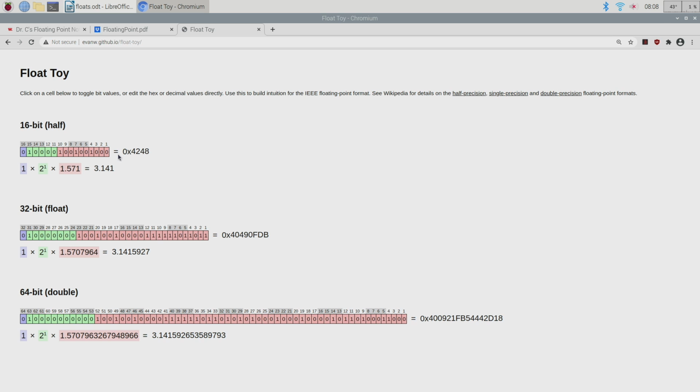Okay, so 3.141 is the best we can do with the 16-bit encoding. 3.14 is probably what you all memorized in school, right? That's usually good enough for most purposes, unless you're sending space probes to Mars. Anyway, so let's figure that out.